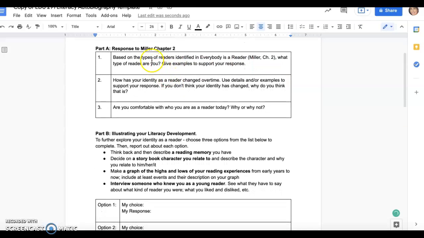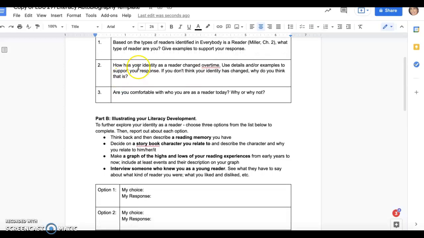After you've read the article, you are going to type in here, based on the types of readers that are identified in the Miller article, what type of reader are you, and give examples to support your response. There are multiple readers listed in this article, so there's bound to be at least one that you identify with. If you identify with more than one, that's absolutely okay too. Number 2, how has your identity as a reader changed over time? Use details or examples to support your response. If you don't think your identity has changed, why do you think that is, or why do you think it has stayed the same? Either way, you should have plenty to write here.